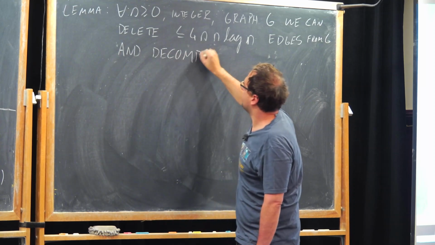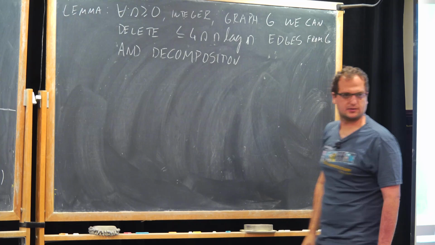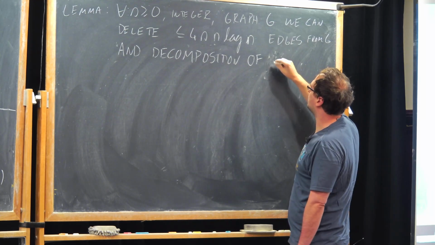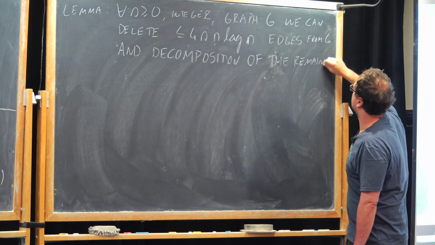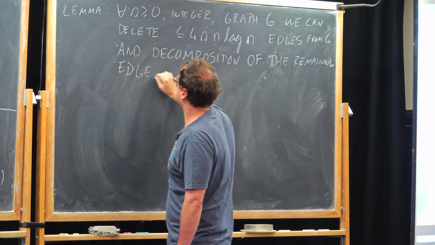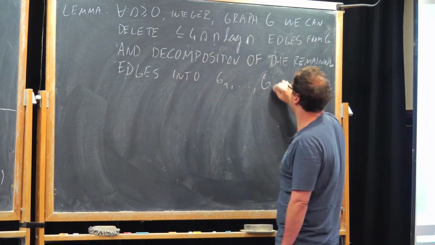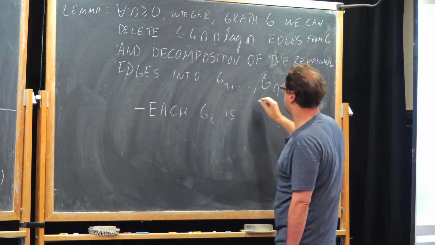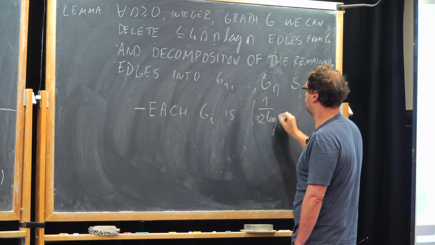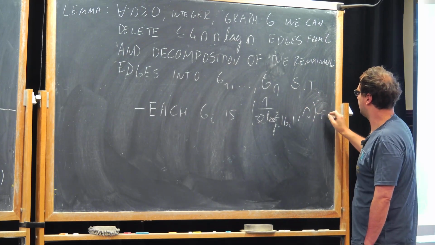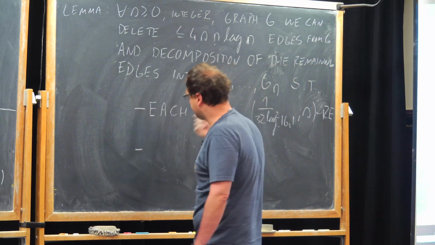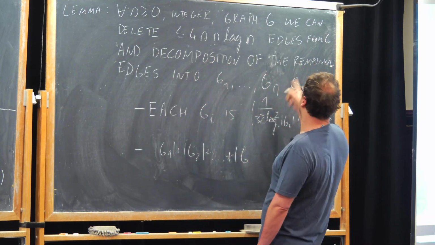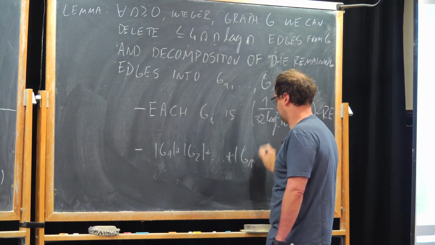decompose, and all my decompositions are always edge decompositions. So I'm partitioning the edge sets, not the vertex sets. The decomposition of the remaining edges into G1 to Gr such that each Gi is a 1 over 32 log squared size of Gi robust expander. And their total size isn't too big: the sum of the sizes of G1 plus G2 and so on, up to Gr, is at most 2n.